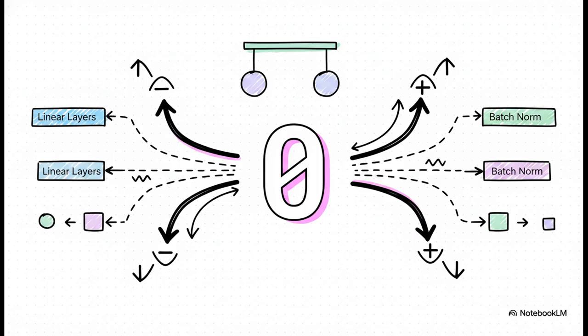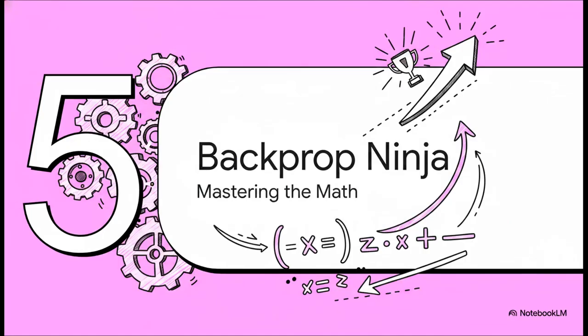It's exactly this mathematical tension that travels backwards through the linear layers, through the batch norm, literally tugging on the weights and biases until they slowly give in, which, when you think about it, is exactly what training a neural network actually is. All right, let's wrap this up. Section 5, becoming a backprop ninja.